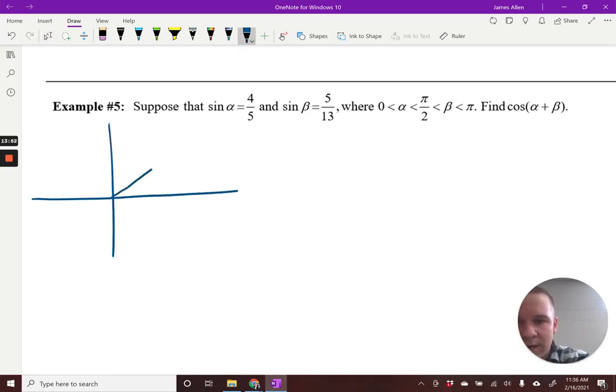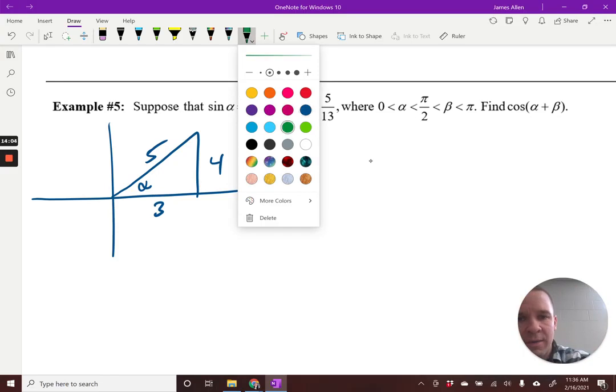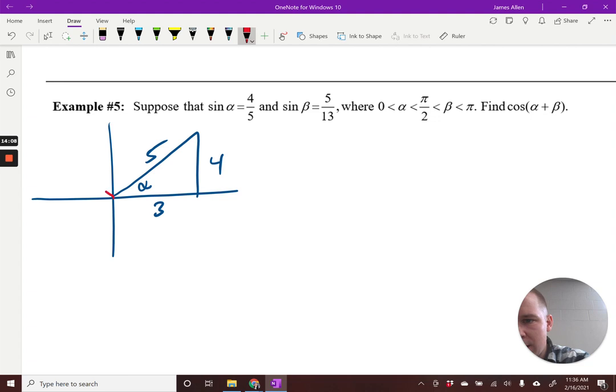So in the first quadrant, this is my alpha. And sine is opposite over hypotenuse, and I remember honors geometry because I've taught it for 9 years. That's a 3, 4, 5 triangle. And then I'll go with a different color. We're going to go red. All right, and in the second quadrant, this is my beta, and sine is opposite over hypotenuse again. That's a 5, 12, 13 triangle. Whoop, whoop. Cool. I like it.